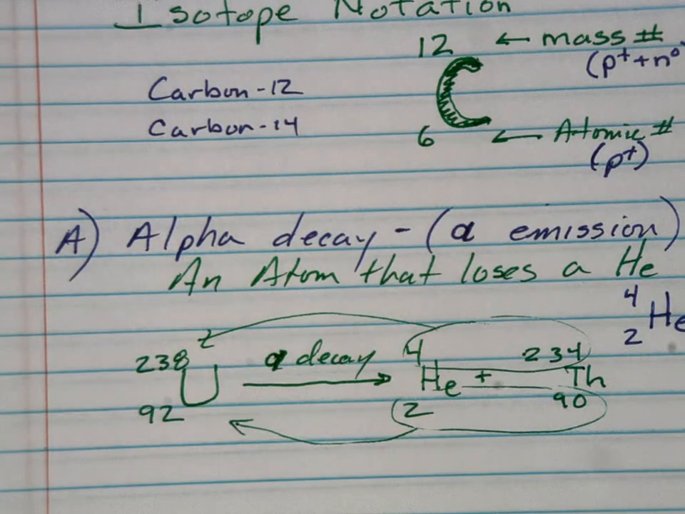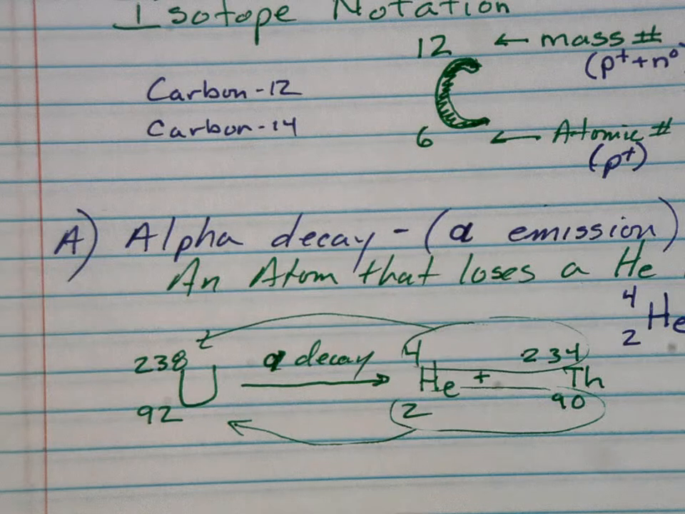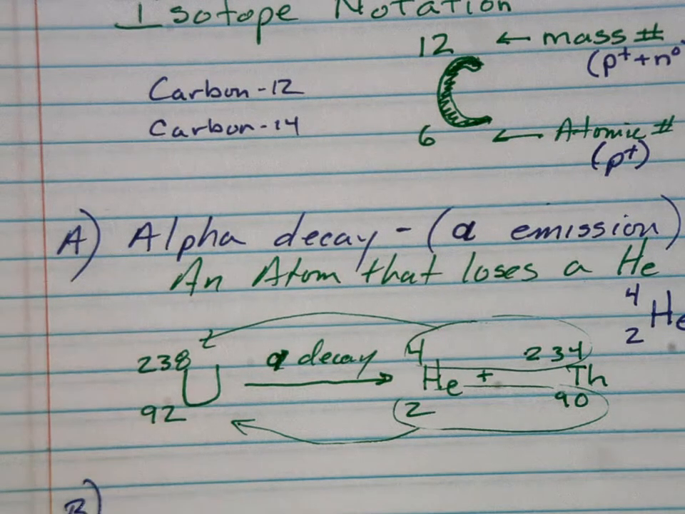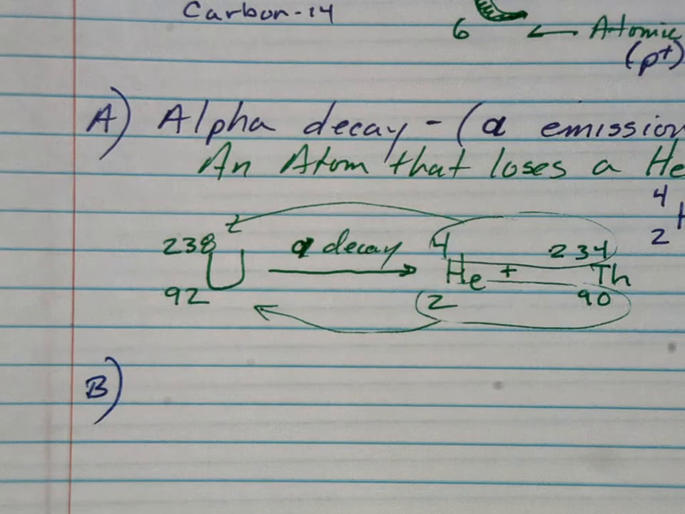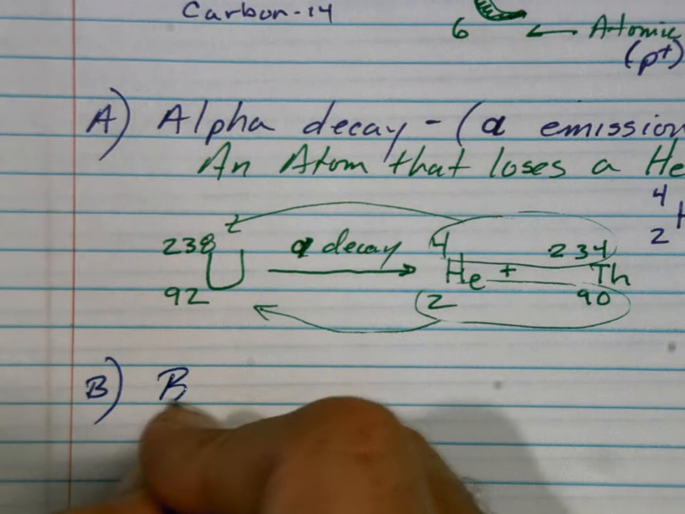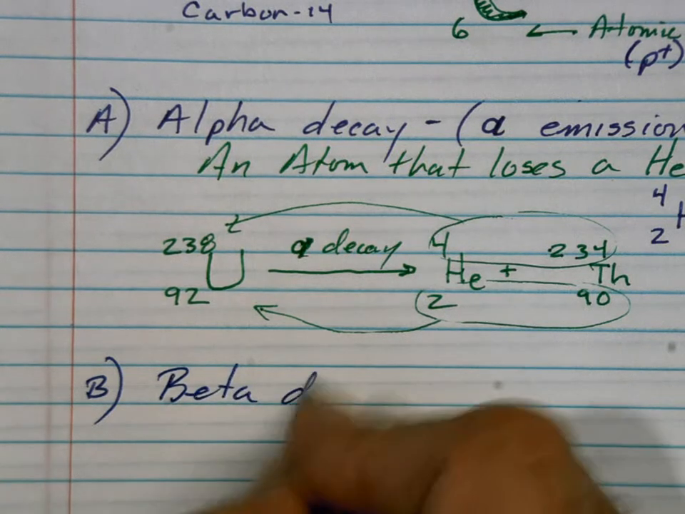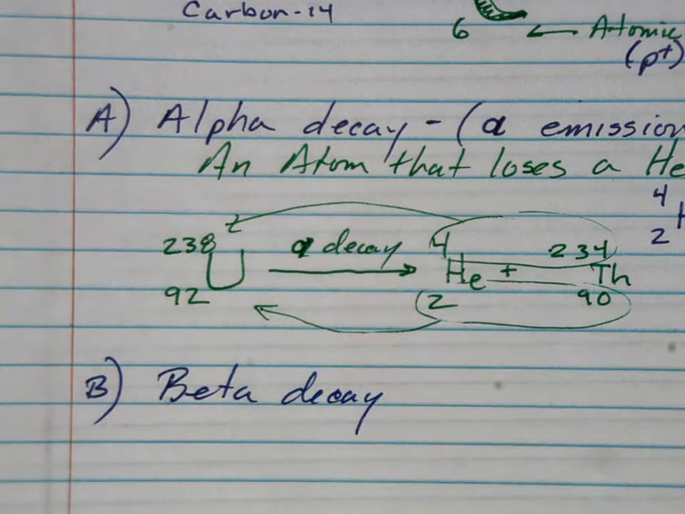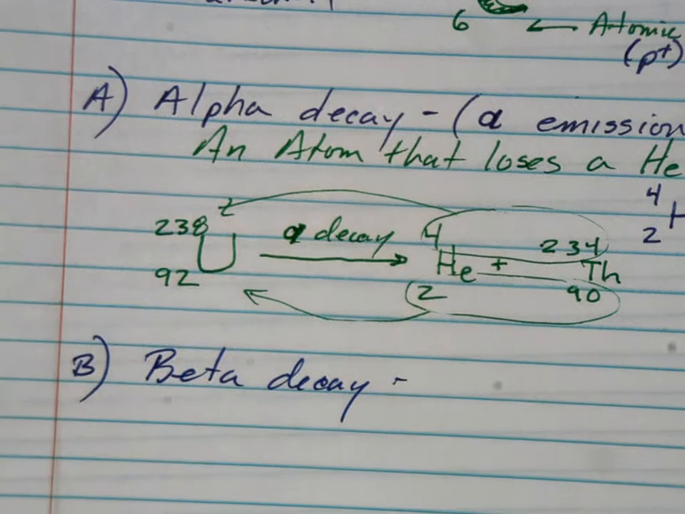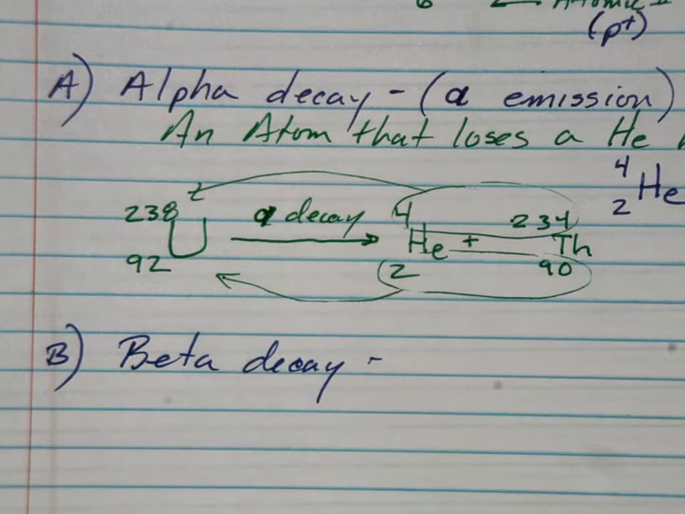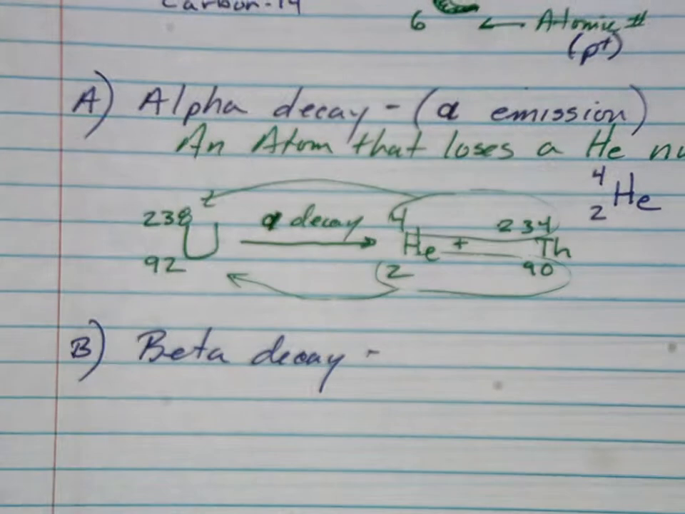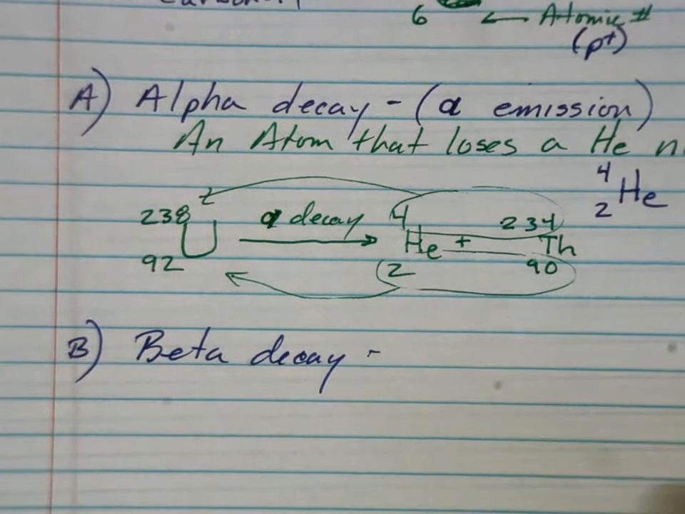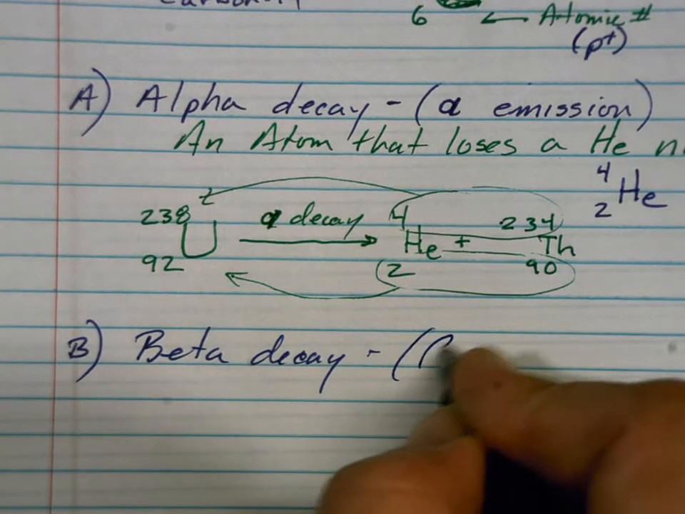Now the next type of decay is beta decay. Alpha particles are big, easy to find, so this is one of the first particles they were able to find for radioactive materials. For beta decay, we make a stylized capital B.